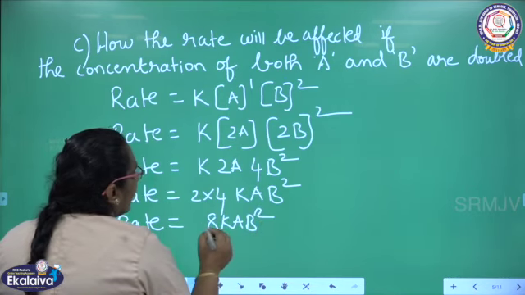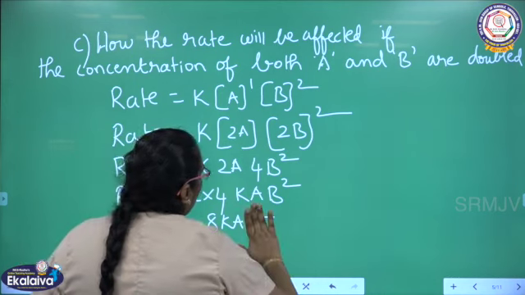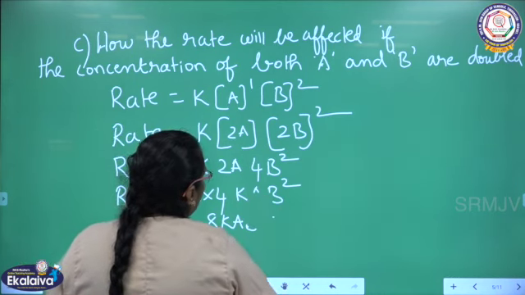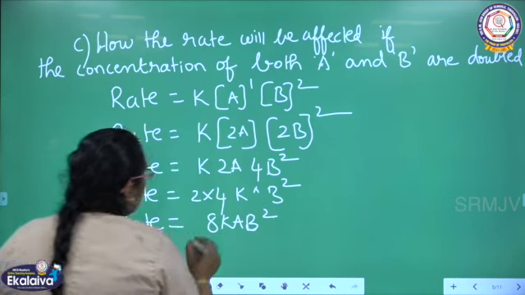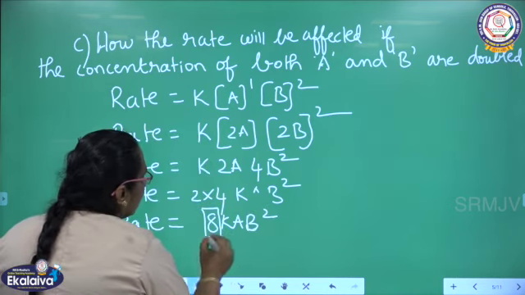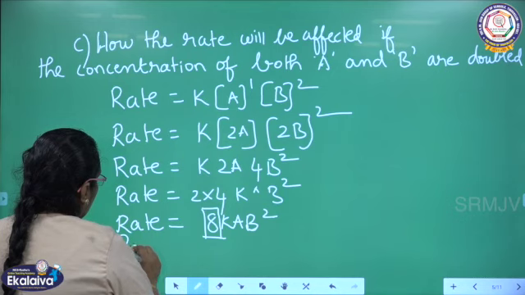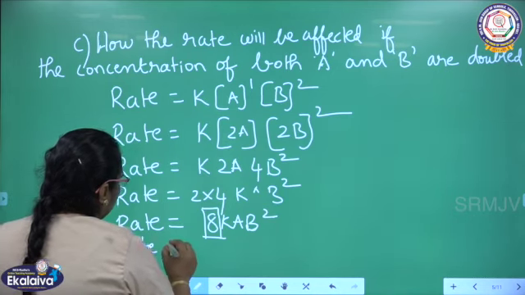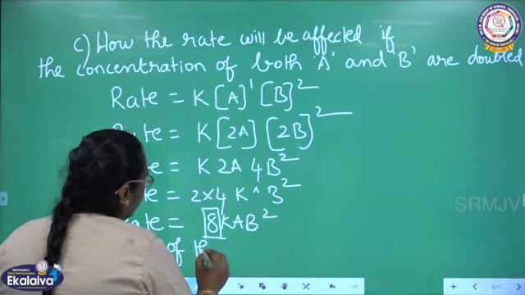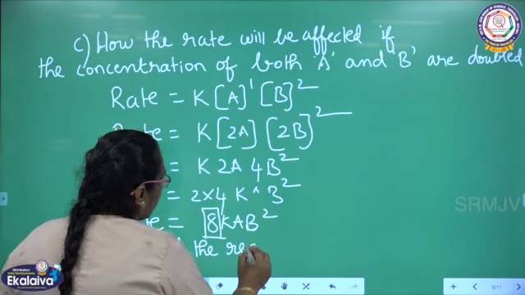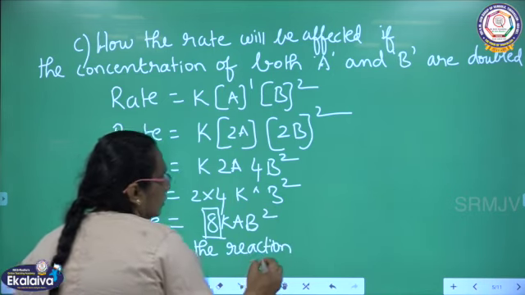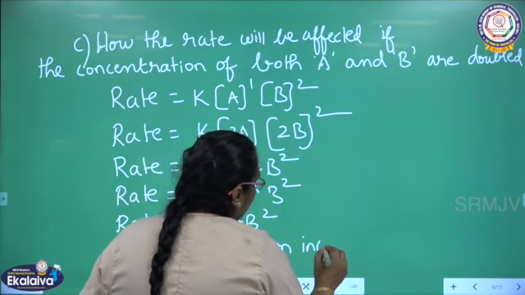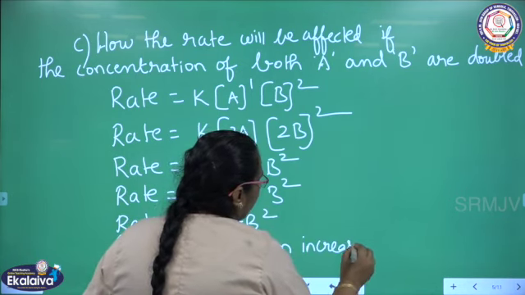See the rate of the reaction. How many times has it been increased? It has been increased by 8 times. So the rate of the reaction increased by 8 times.